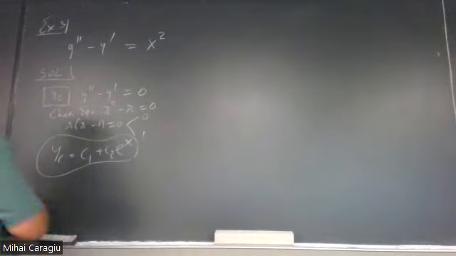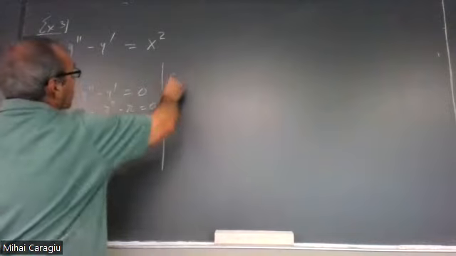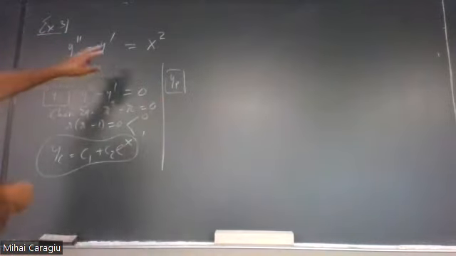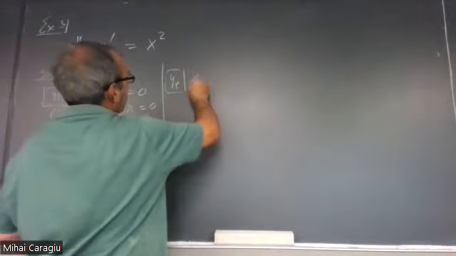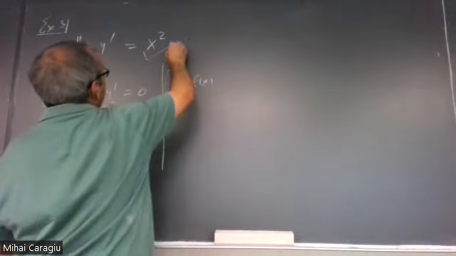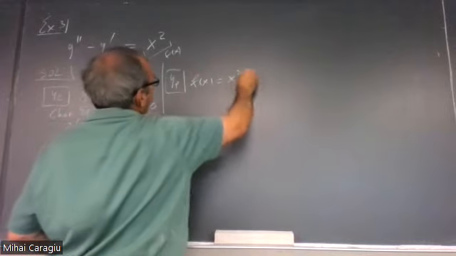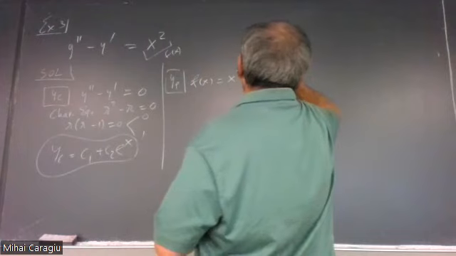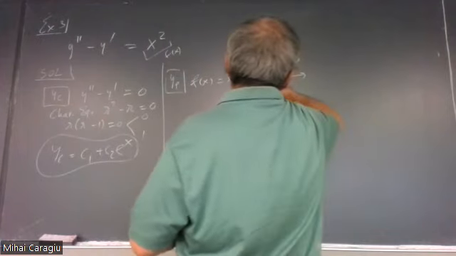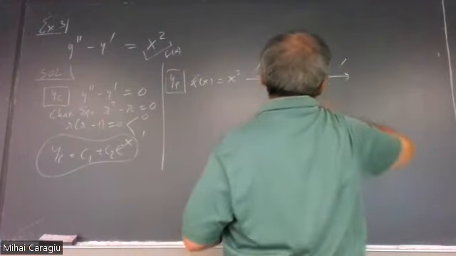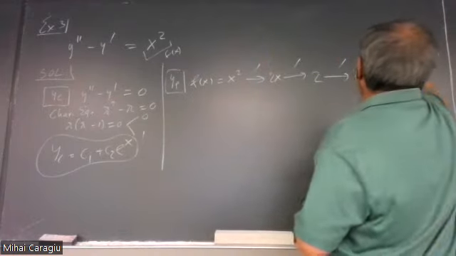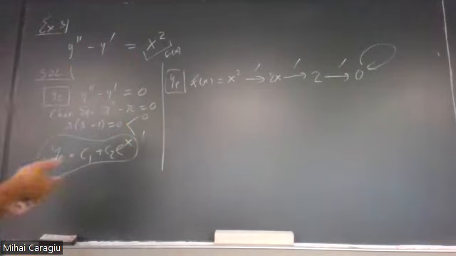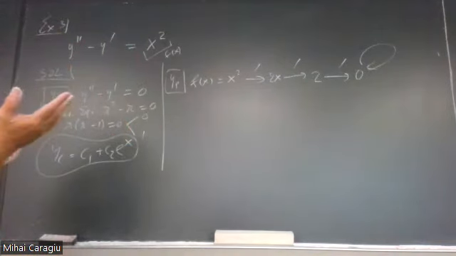Okay, so y sub p then. First of all, let's look at the free term, f of x. This f of x is x squared, and keep differentiating. If you differentiate f of x, it's 2x. Keep differentiating. Differentiate 2x, get a 2. Differentiate, you get a 0. From this moment on, it also terminates because the derivative of 0 is 0, and we always get 0.